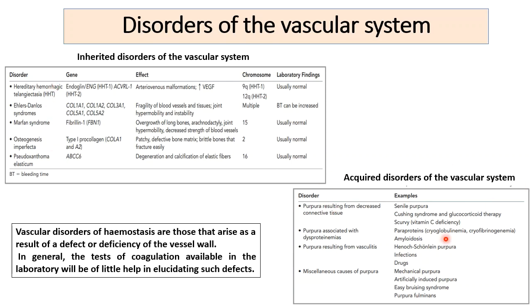Whereas the acquired disorders could be some such as scurvy, which is vitamin C deficiency, Cushing syndrome, amyloidosis, infections, and drugs, to name a few. So the vascular disorders of hemostasis are those where there is a defect or deficiency in the vessel wall by itself. In general, the tests of coagulation available in the lab will be of little help in elucidating such defects.